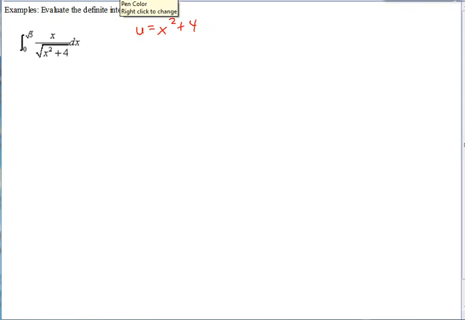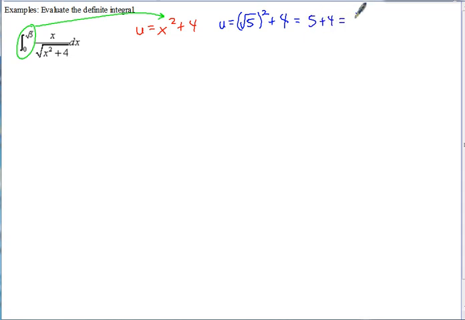this time, now that we know we have to do that, what you might want to do so you don't forget, because it's easy to forget if you don't do it right away, is to convert your lower and upper limits. Right now they're in terms of x, let's get them in terms of u. So if we substitute in the square root of 5 for x, that would be the square root of 5 squared plus 4. Well, square root of 5 squared is just 5, plus 4 gives you 9.